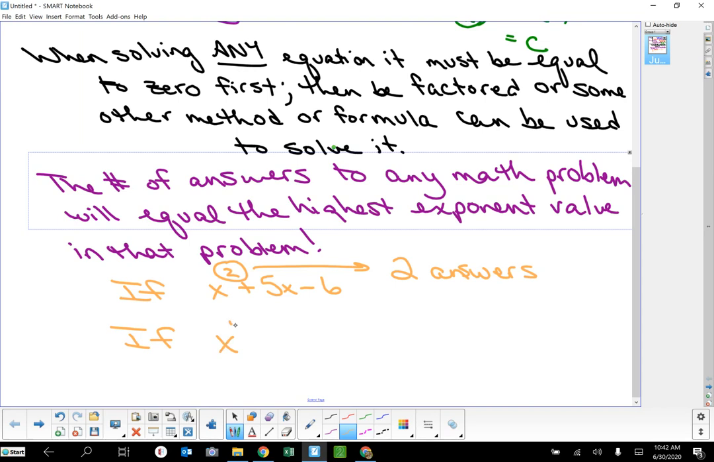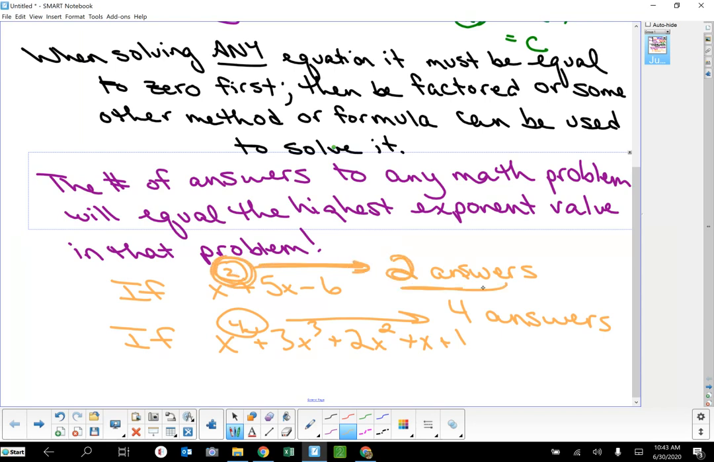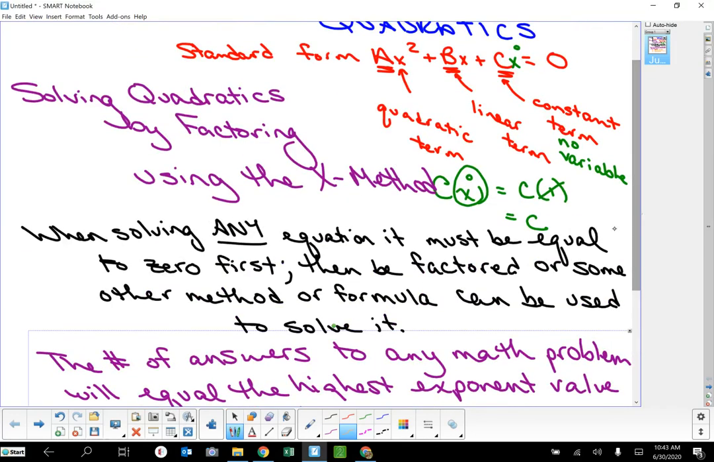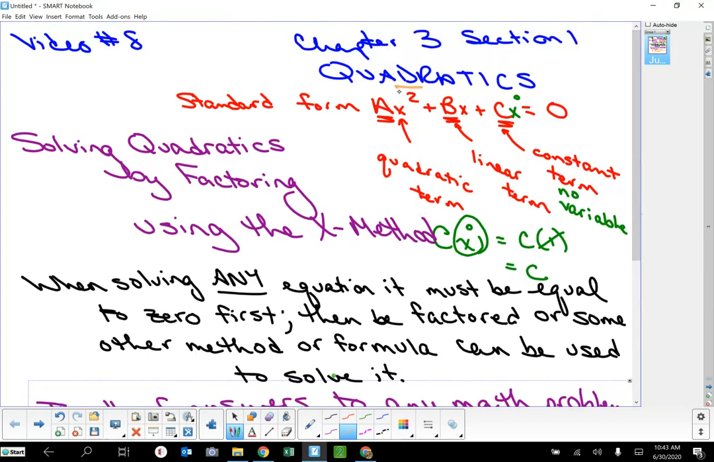If you have x to the 4th plus 3x cubed plus 2x squared plus x plus 1, the highest exponent is 4, this will have 4 answers. Okay, they won't always be real answers. They might be imaginary, but it will have 4 answers. So the degree, the highest exponent, is how many answers you will always get when you're dealing with these things. So if you have a quadratic, something raised to the second power, again, a quadratic is ax squared, you should have 2 answers.